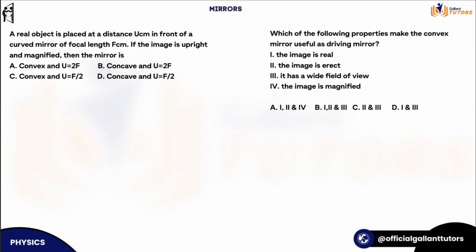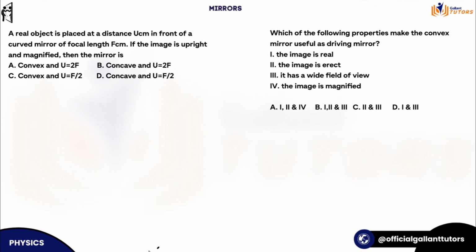All right. So we have a question here. A real object is placed. So for it to be a real object, it's suggesting that it has to be concave. It has to be concave for it to be real. Alright, so a real object is placed at a distance u centimeter in front of a concave mirror.